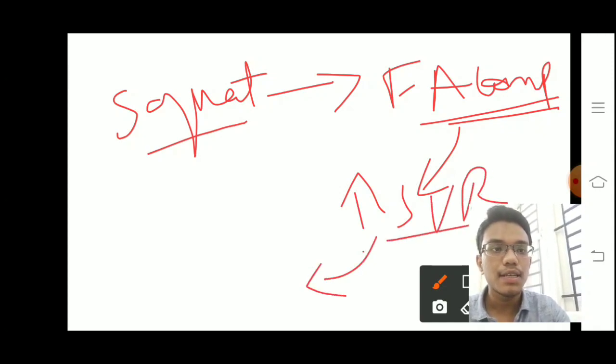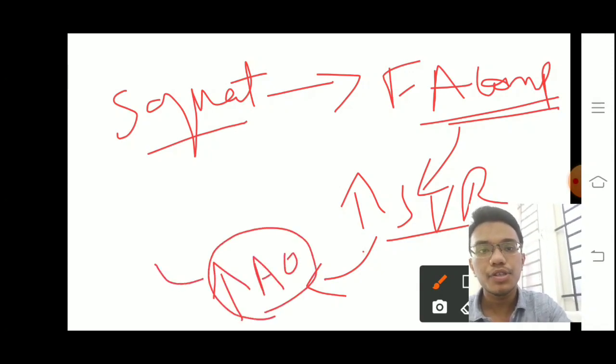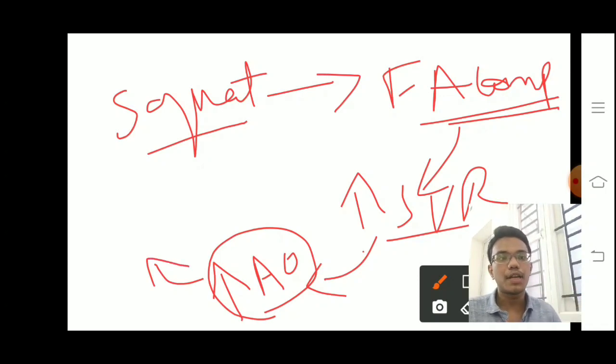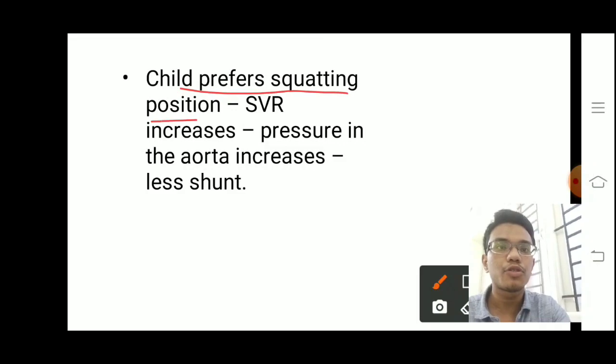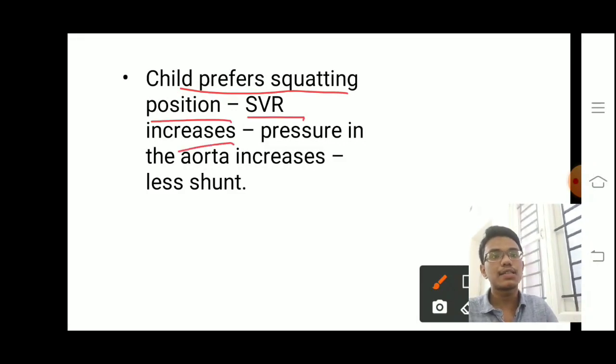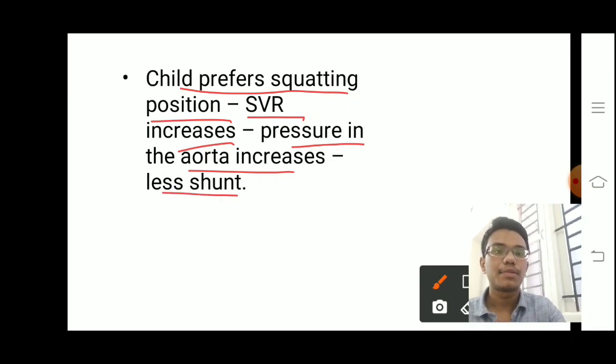When this increases, the pressure in the aorta also obviously increases, and this increase in pressure of aorta will not suck the blood from the right ventricle. That means the shunting of the blood from the right ventricle to the left ventricle will be decreased. Got it? This is the mechanism by which the child tries to get rid of hypercyanotic spell with the help of squatting technique. Okay, so the child prefers a squatting position so that the systemic vascular resistance increases due to the compression of femoral artery, and this causes the pressure in the aorta to get increased, which will decrease the shunting of the blood.